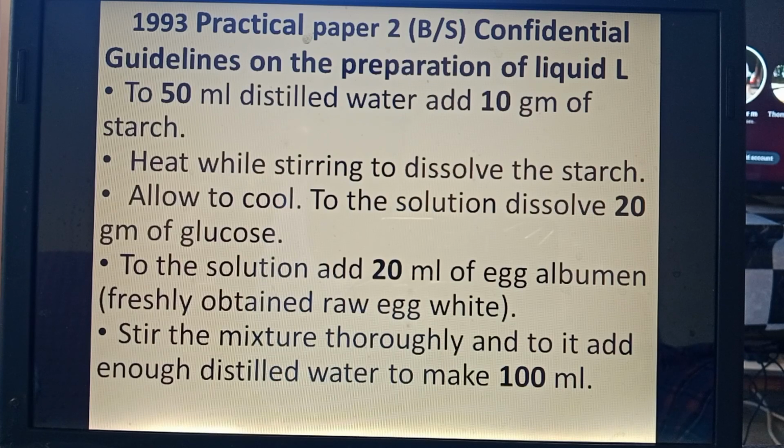To the solution, dissolve 20 grams of glucose. To the solution, add 20 mils of egg albumen or freshly obtained raw egg white. Stir the mixture thoroughly, and to it you add enough distilled water to make 100 mils.